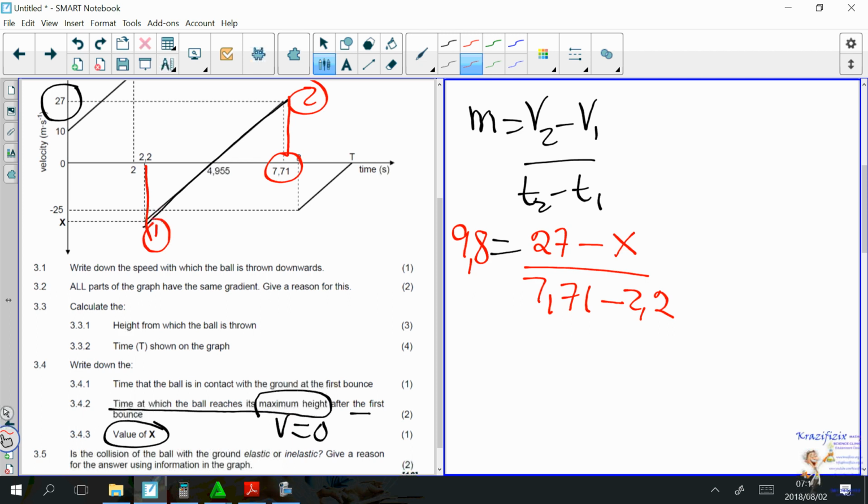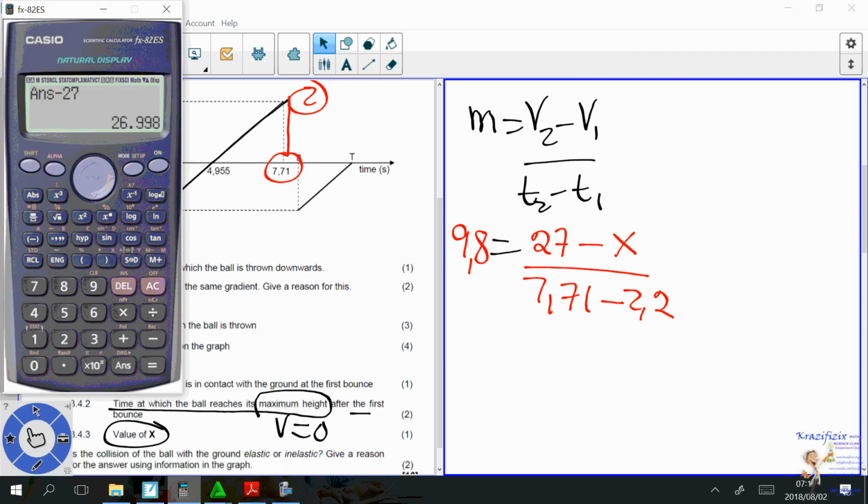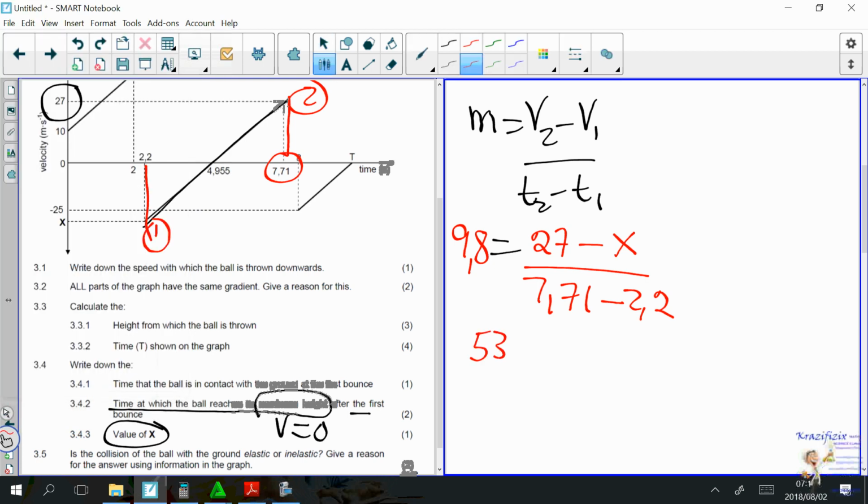All right, let's subtract and cross multiply. I'm going to run to my calculator just like you, and follow through the voice instructions. It is 7,71 minus 2,2. So are you doing the same? What do you have? You have 5,551. Cross multiply with 9,8. What do you have? You have 53,998. 53,998 equals 27 minus x.